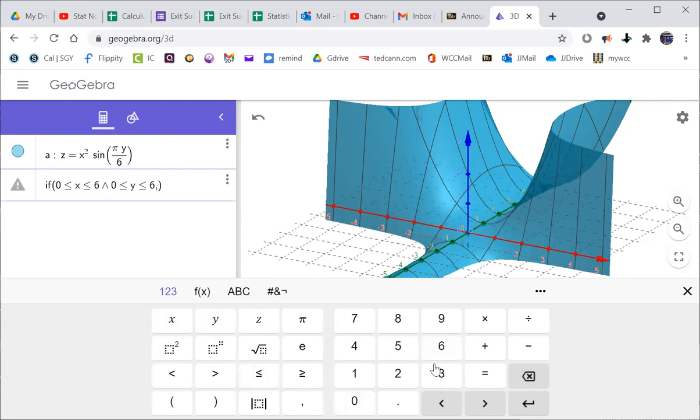And then what I do is I just put in what the result of this expression should be based off of these two conditions. And the result should be whatever z is equal to. So x squared sine, so basically the right-hand side of the equation, pi times y, sorry, over 6.